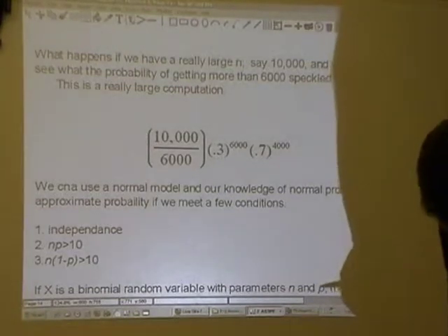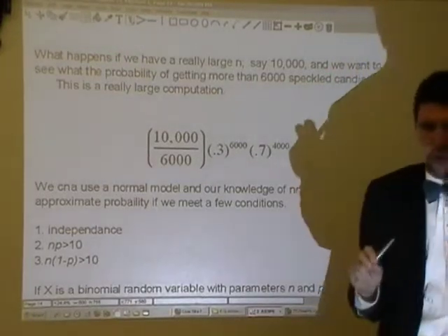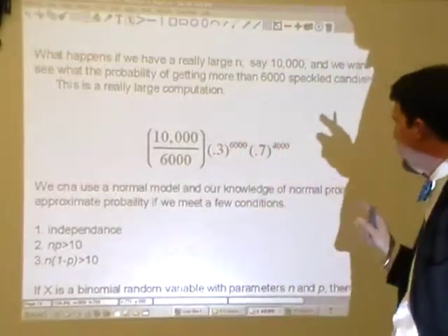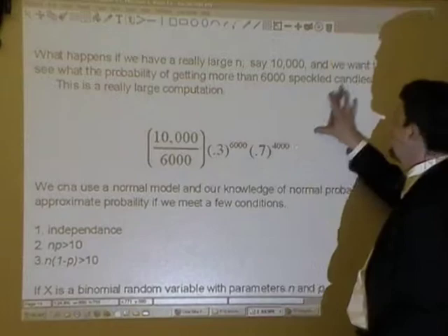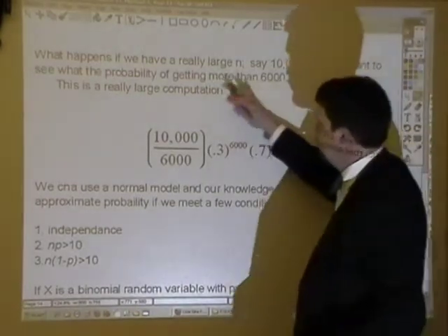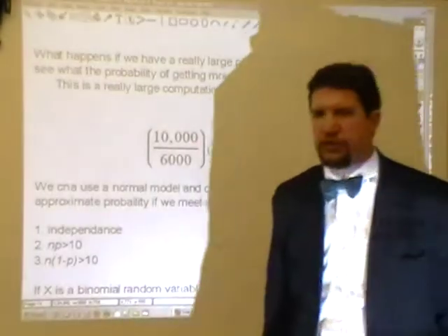Let's talk about a normal approximation of the binomial model. We're using the normal model to approximate a binomial result, okay? So what happens, and ignore what this question says right here, we're going to change this in just a minute. What happens if I have a really large sample size, like 10,000 kids?